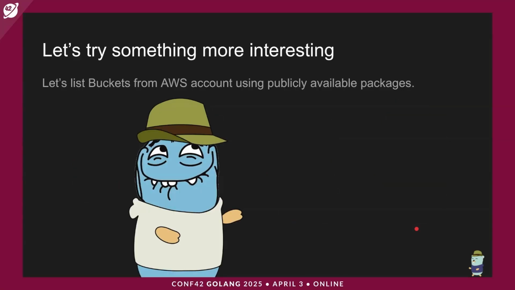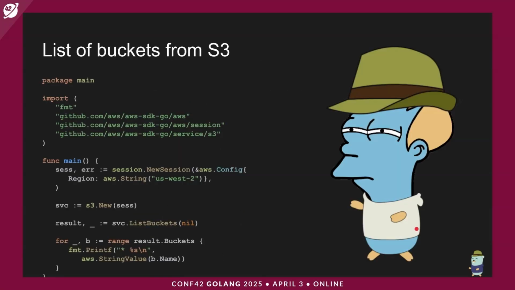If we try to do something more interesting, because we were playing around with very simple code before, just printing something out. What if I need to print out the list of S3 buckets I have in my account? And the code for this program will also be very simple compared to the previous one.